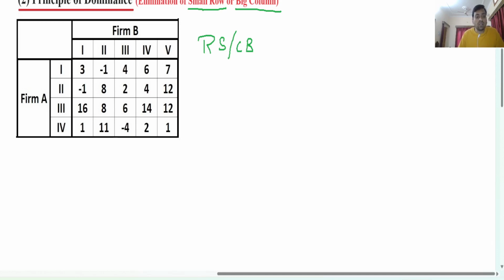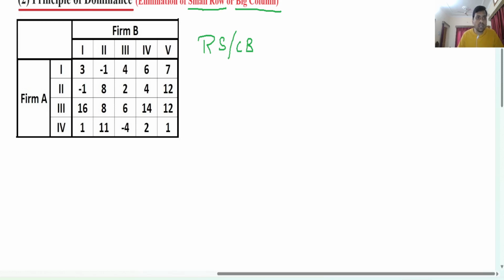Smallest row means all the elements of this row must be lesser or equal in comparison of any other row, or we can compare with average of other rows also. Suppose we want to compare this first row, we want to eliminate this first row. So first row, all elements must be smaller than any other row's respective element. This first 3 is not less than -1, so we will not compare with this second row. We will compare this first row with third one.